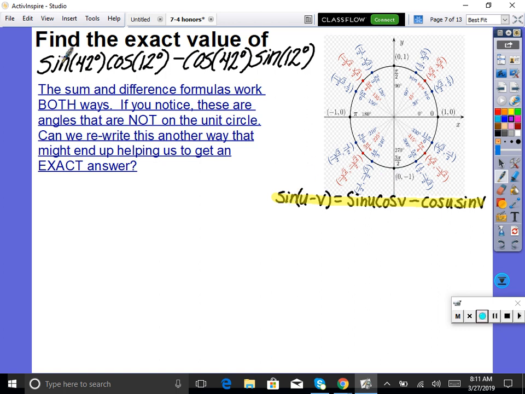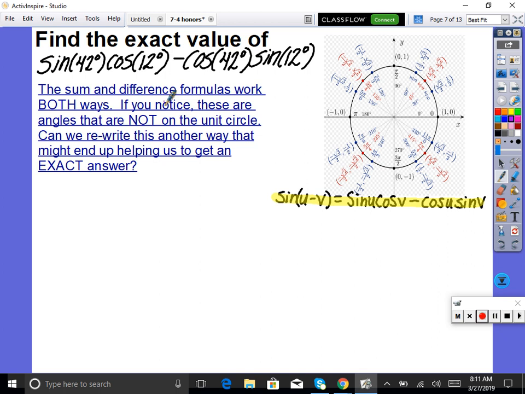So if you look at this problem right now, we have sine of 42, cosine of 12. Now it says find the exact value. Now the problem is, once again, sine, cosine, cosine, sine. Notice that's a sine formula, isn't it? Now you'd say, but 42 and 12 are not on my unit circle. So what they're hoping you'll recognize is that this is an equivalent true statement to putting this back together.